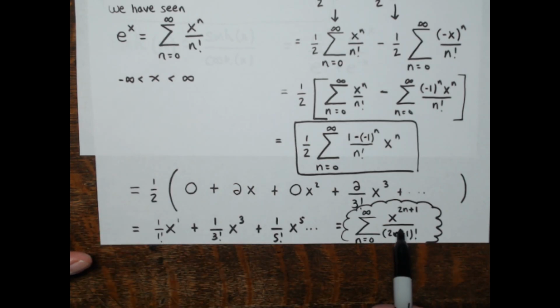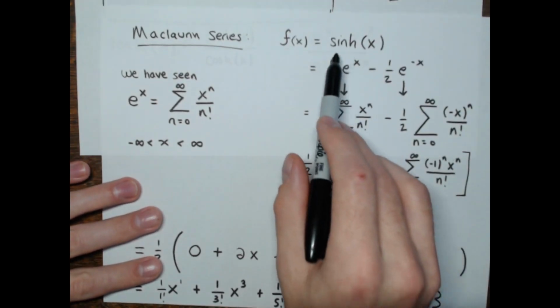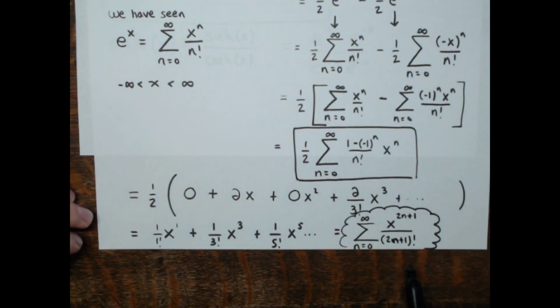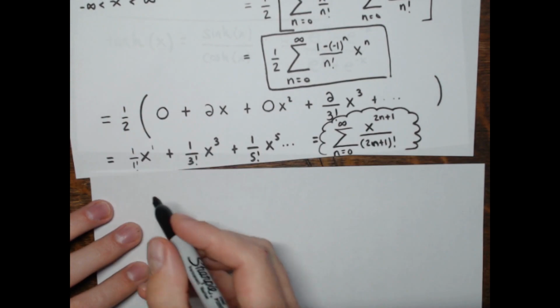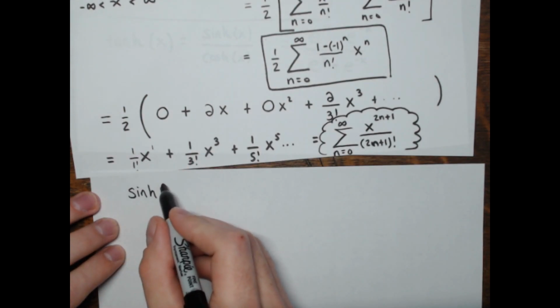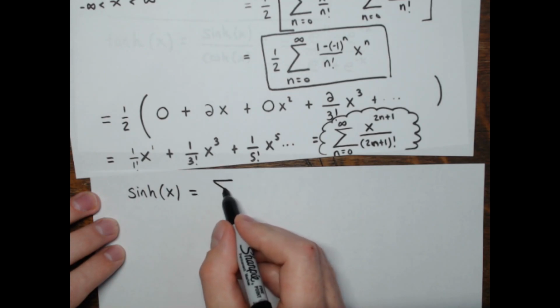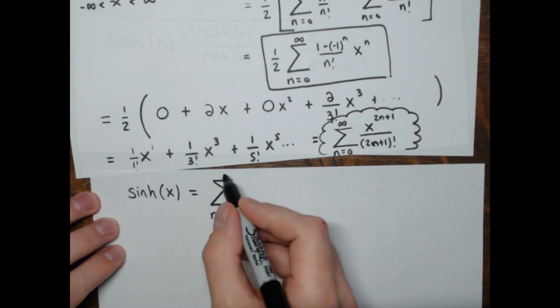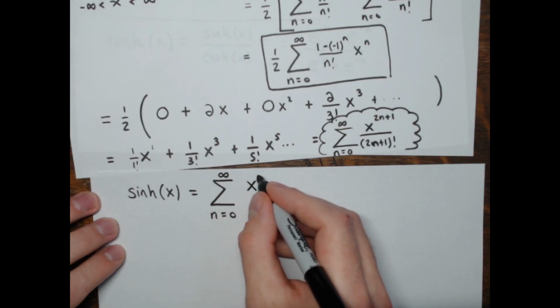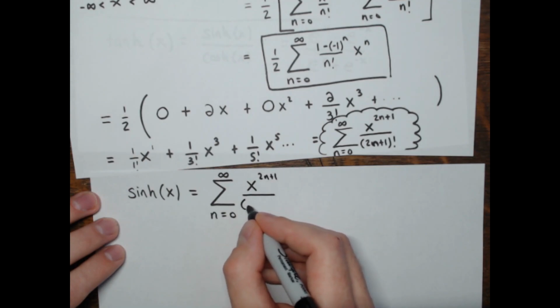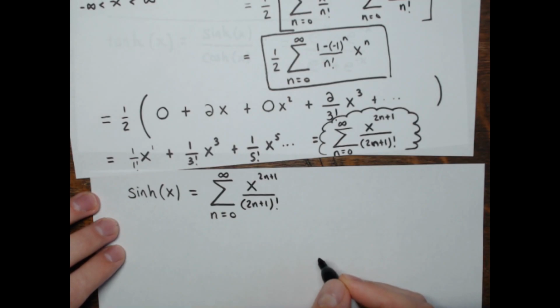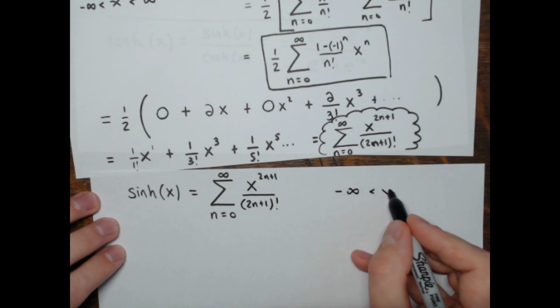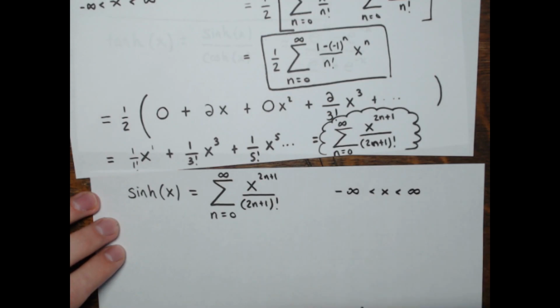And again, this should converge for all real x. You can double check by using the ratio test and whatnot. But this should converge to hyperbolic sine of x for all real x. So again, I'll write this up. Hyperbolic sine has this Maclaurin series, the sum from n equals 0 to infinity of odd powers of x divided by that same odd number factorial. And then, of course, the interval of convergence: this series will be convergent for all real numbers.